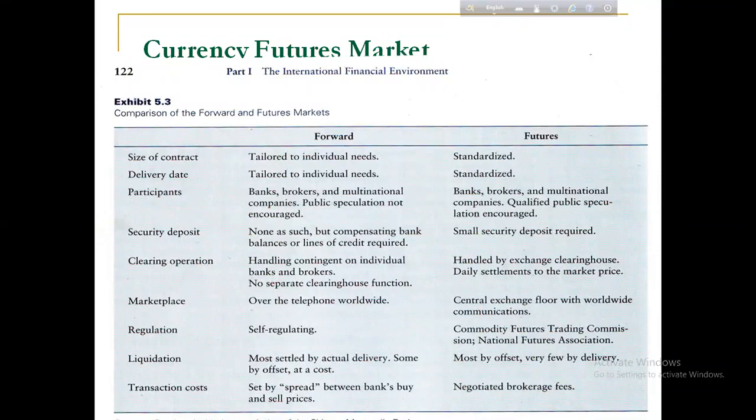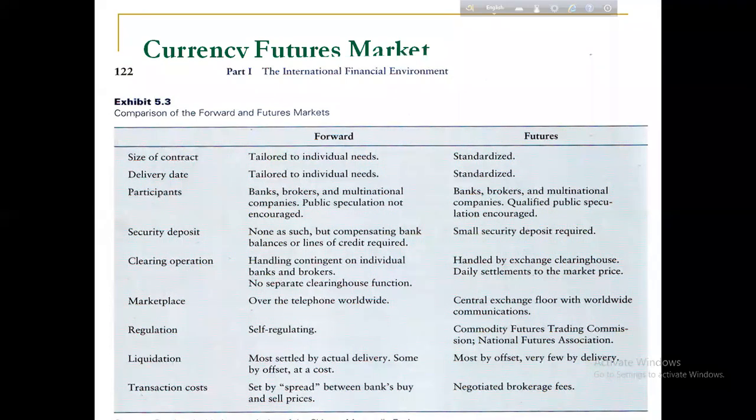In forward contracts, what is the liquidation? Most are settled by actual delivery or some by offset. That means if the forward contract is purchased, then it can be settled by selling. If the forward contract is sold, then it can be offset by purchasing. In futures contracts, most are settled by offset, very few by delivery.